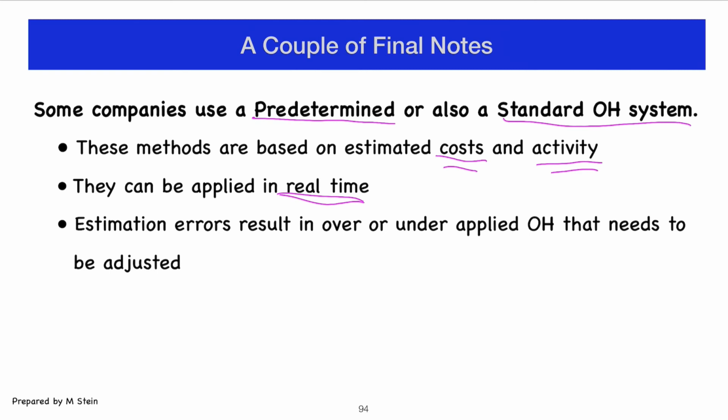However, anytime you use an estimate, you're going to have estimation errors. Either you're going to assign too much overhead, in which case we say that the overhead was overapplied, or you've assigned too little overhead, in which case we say the overhead was underapplied, and an adjustment would need to be made at the end of the accounting period in order to get the overhead balance back to zero.